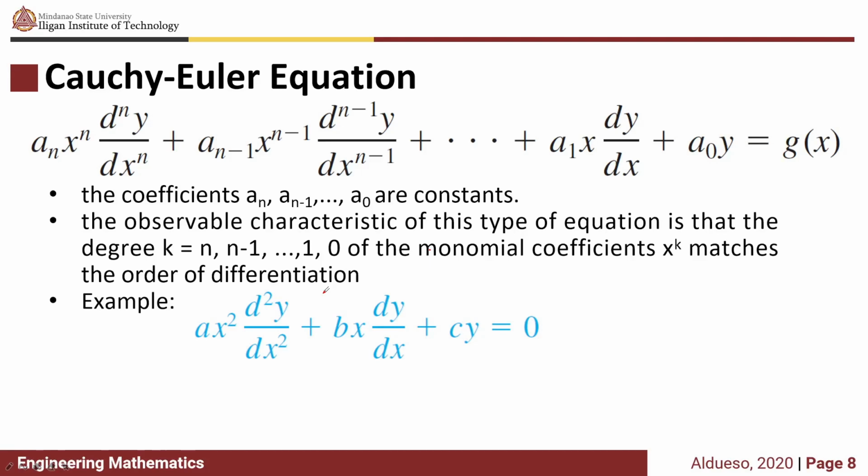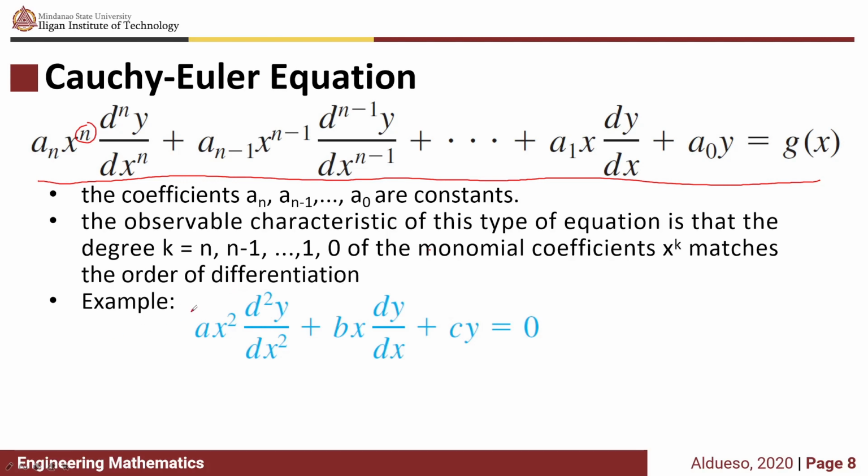Now let's proceed to the Cauchy-Euler equation. The Cauchy-Euler equation is of this form, where the coefficients a sub n, a sub n minus 1, up to a sub 0 are constants. The observable characteristic of this type of equation is that the degree k of the monomial coefficients x to the k, for k equal to n, n minus 1, up to 0, matches the order of differentiation.